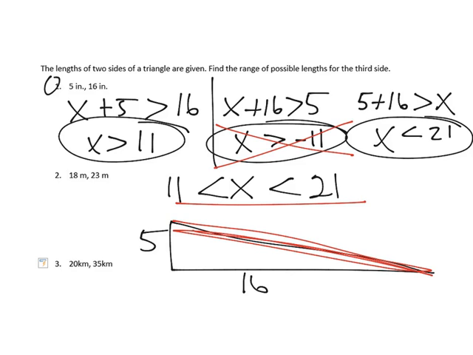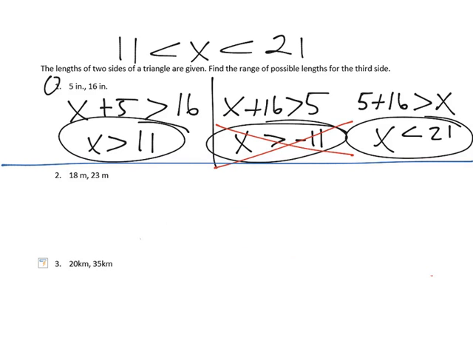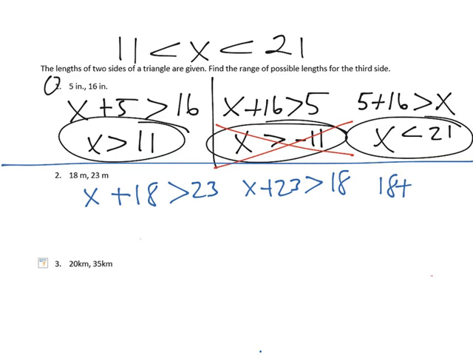Just follow the same scheme that I did. So let me take some of this off here. Okay, so let's go ahead and work the other one here. Kind of follow the same pattern. X is my third side, which I don't know, plus 18 is going to be greater than 23. My next statement could be x plus 23 is greater than 18. And then we would add the two sides given, which would be 18 plus 23 is greater than x.